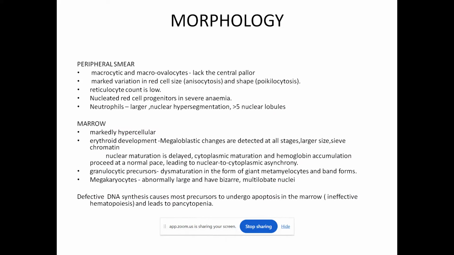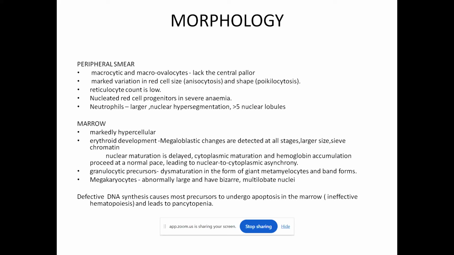Coming to the peripheral smear, these patients will be having macrocytic anemia. The red blood cells in the peripheral smear will be macrocytes or macro-ovalocytes, and there will be a decrease in reticulocytes due to the decrease in production, and neutrophils will be showing nuclear hypersegmentation. The marrow will be showing marked hypercellularity due to erythroid hyperplasia, and some dysplastic cells will be there, and nuclear maturation will be delayed in megaloblastic anemia.